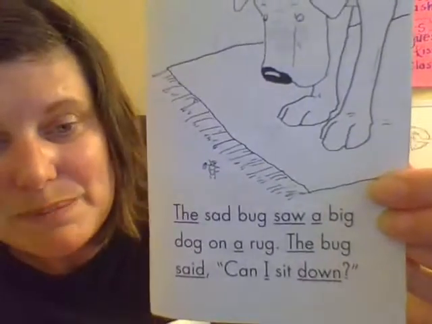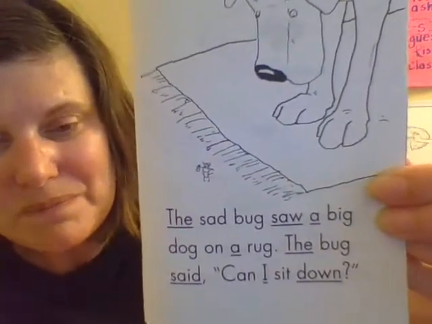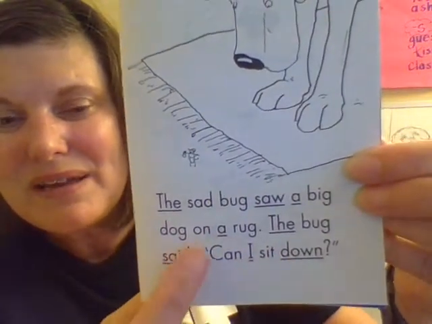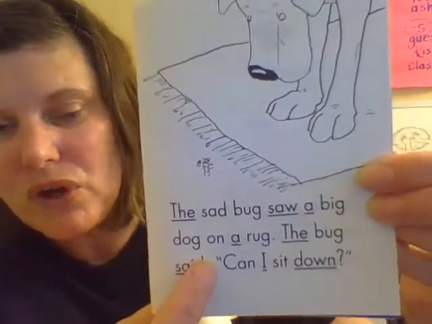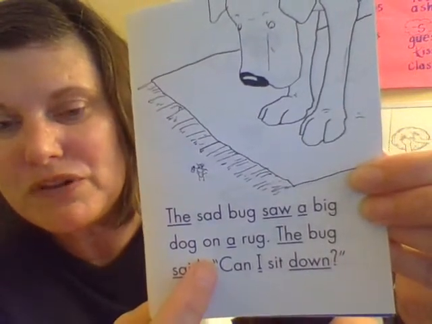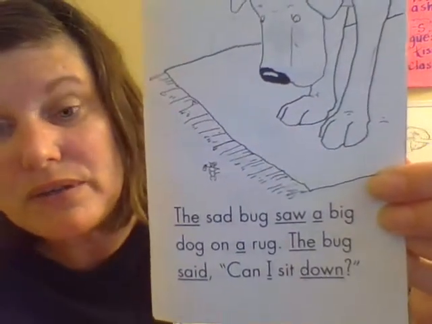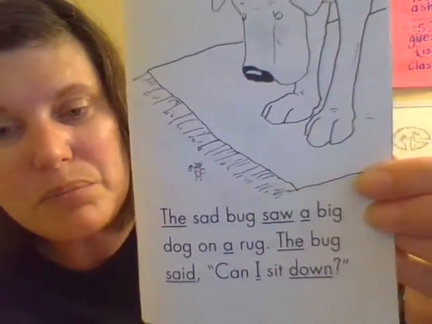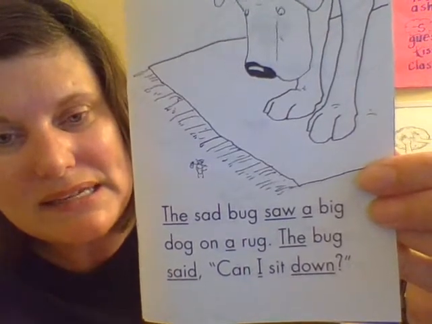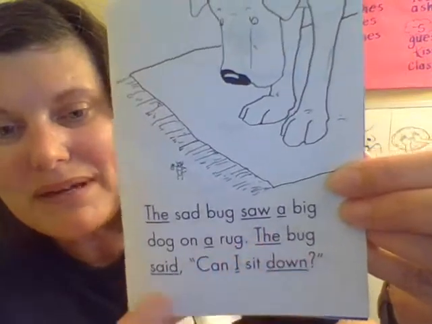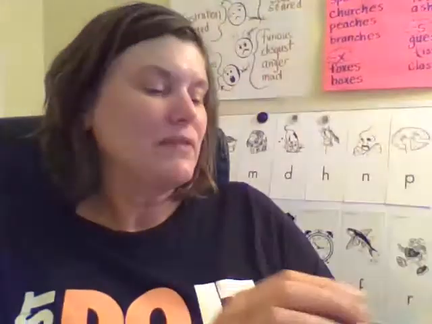Can you guys point to the speaking sentences on this page? Yes, right here. Can I sit down? We know those are the speaking or the talking sentences because there are quotation marks before and after. Can you point to the character that said, "Can I sit down?" Yes, it's the bug because it says the bug said. So whenever there are speaking sentences, the story is also going to tell you who is doing the speaking.